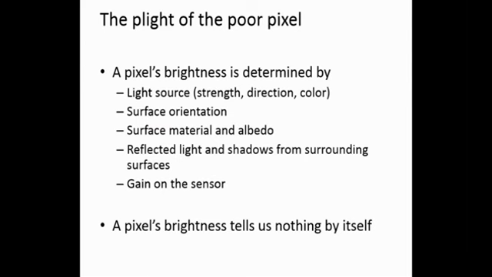nothing by itself. And that's because it's determined by way too many different things. So it's the plight of the poor pixel that it just doesn't have very much information. It has a single number, and that number is determined by the light source, strength, direction, and color, by surface orientation, by the surface material and albedo, by the reflected light and shadows from surrounding objects, and by the properties of the camera itself. So it's kind of like if I tell you I'm summing up 8 different numbers and the sum is equal to 457, what are those different numbers? There's no way you can tell me.